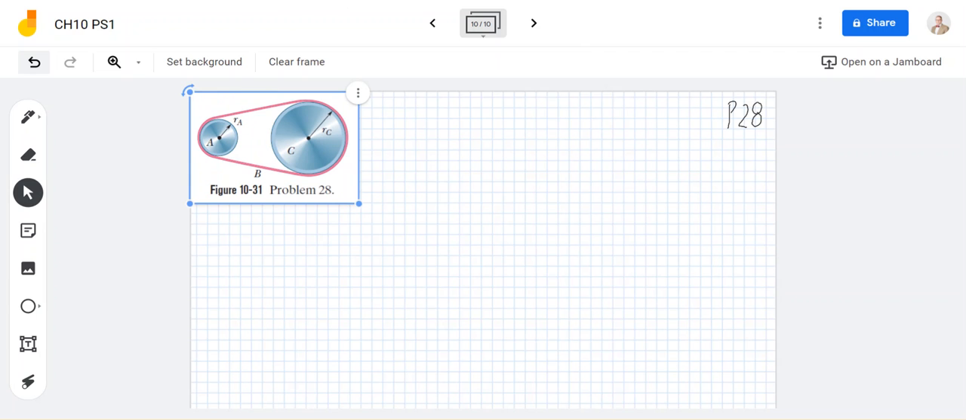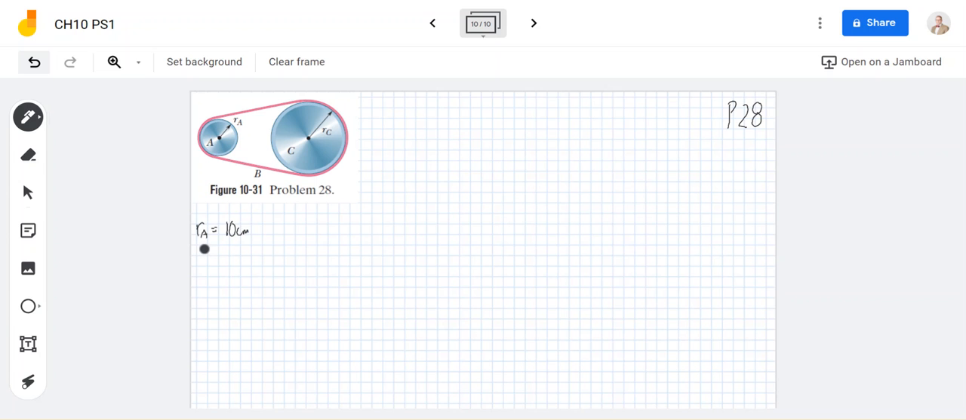All right, in number 28, it says a wheel A of radius 10 centimeters. So let's write these down so we don't forget. The radius of A is equal to 10 centimeters. Now, you should work in meters whenever possible, because we never know if we're going to have to change it to force or something else that's going to require meters. But I'll just write it 10 centimeters for now, and maybe we'll deal with it.